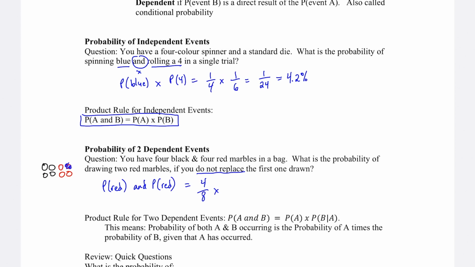And the probability that you get another red marble, well, you have to imagine this. Let's make this marble disappear. Now, on the second event, we have 3 red marbles left out of 7. So 4 over 8 times 3 over 7 is equal to 12 over 56, or 3 over 14, which is 21.4%. Okay, the notation for this is the probability of A and B is equal to the probability of A times the probability of B, given that A has happened, or A has occurred.